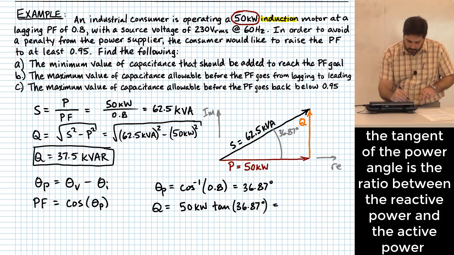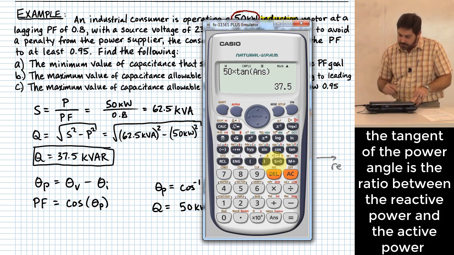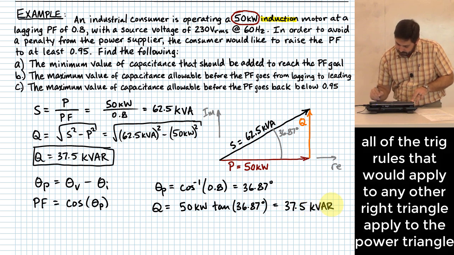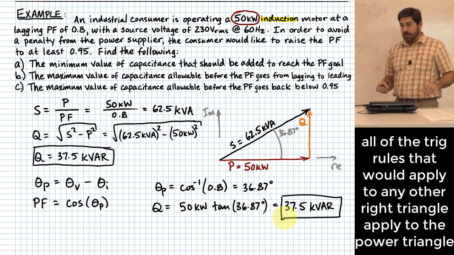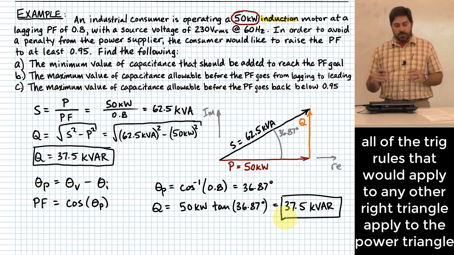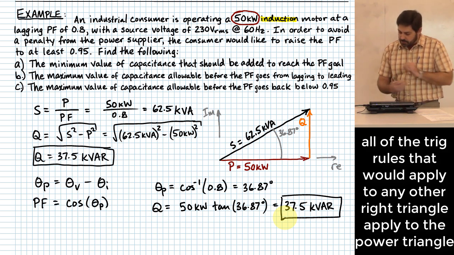So you'll see that this works this way too. 50 times the tangent, I believe that answer was the last one I had there. So that also gives me 37.5 kVAR. Okay, and I just wanted to show you the two approaches you can take. They both work because all it is, is a right triangle, right? So all the same rules that you have for being able to find lengths in a right triangle still hold for this.